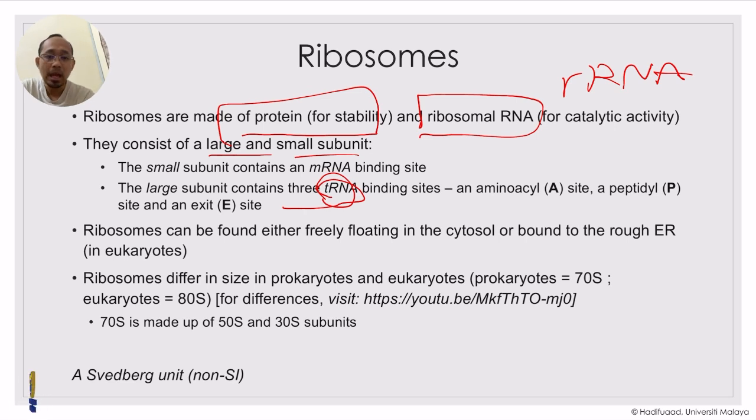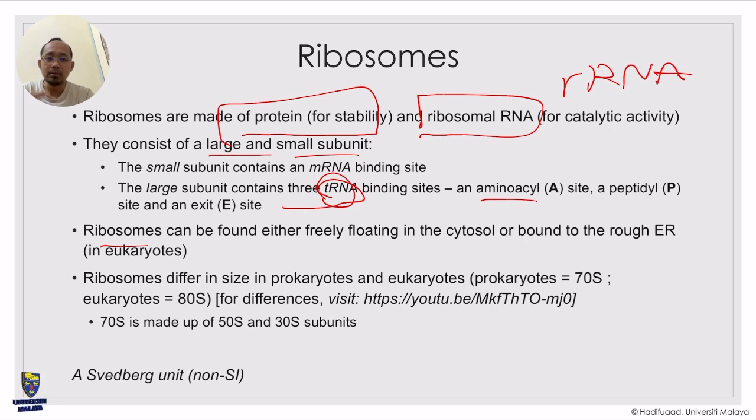can take place. The three sites are called A, P, and E. So A is amino acid, P is peptidyl, and E is exit site. So at A, the amino acid is coming in. P is where the polymerization actually happens, and then once the polymerization happens, there is an exit site for the tRNA to move out and be recycled again to bring another amino acid in.